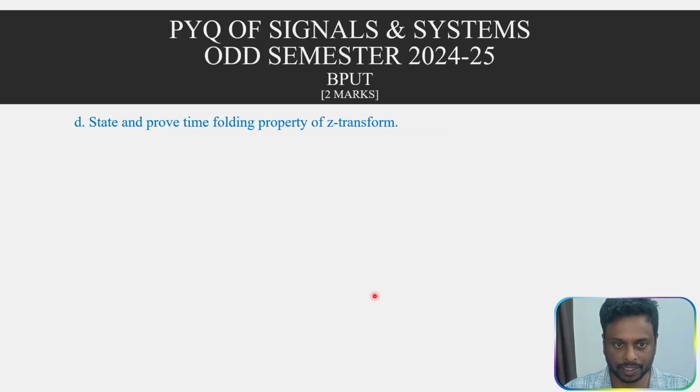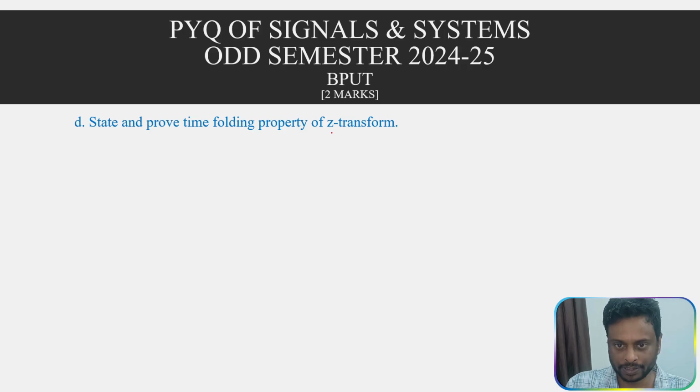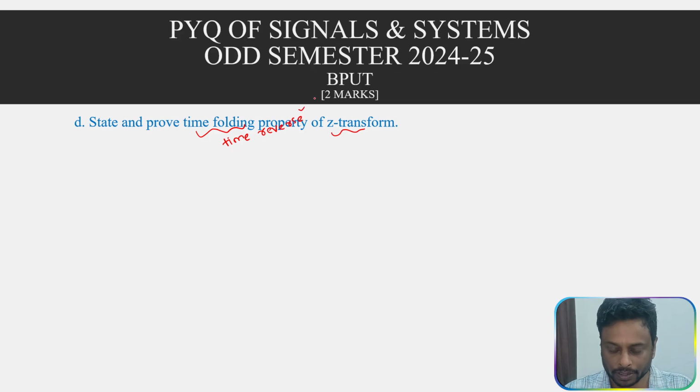The fourth question is: state and prove the time folding property of Z transform. Actually, the Z transform is not in the course of signals and systems. Anyway, time folding means the time reversal property. So you have to state and prove the time reversal property.